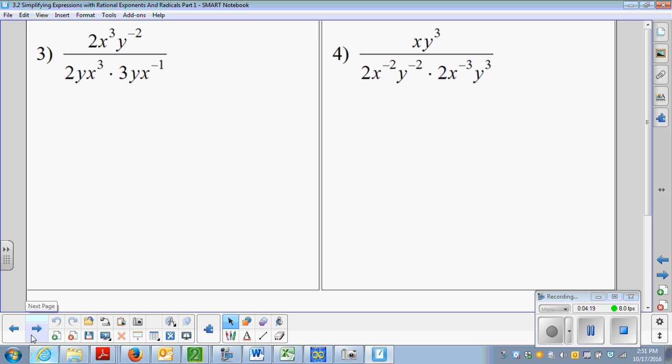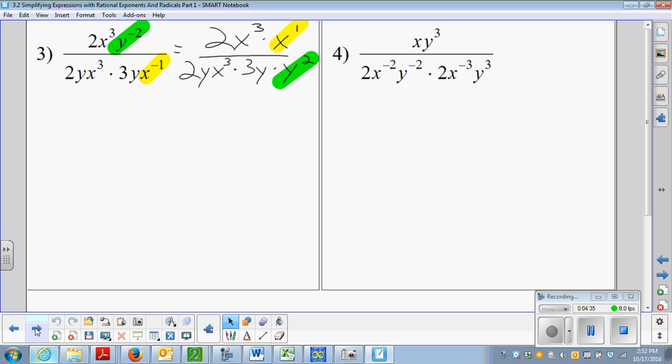So let's take a look and see what that looks like here. So I took my x to the negative 1 and brought it into the numerator. And took my y to the negative 2 and brought it down to the denominator. All right, you see how they swap.